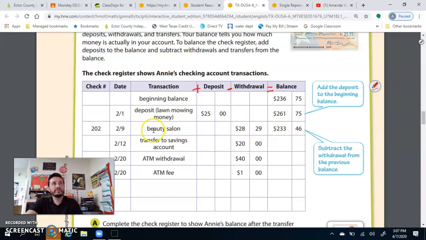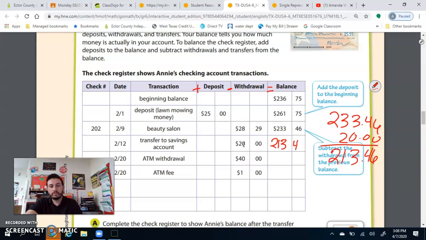Okay, I'm going to do one more, transfer to savings account. I took some money from my checking. I want to put it in my savings because that's money I don't want to spend. So I'm going to subtract that $20. I write $233.46 and subtract $20, and that becomes $213.46. If you do not keep up with one of these, you may end up not having enough money to buy that game system you want, or if you get older and you're saving money for a car.